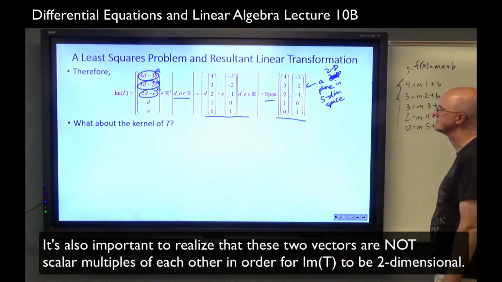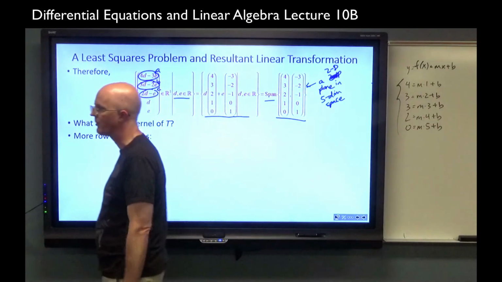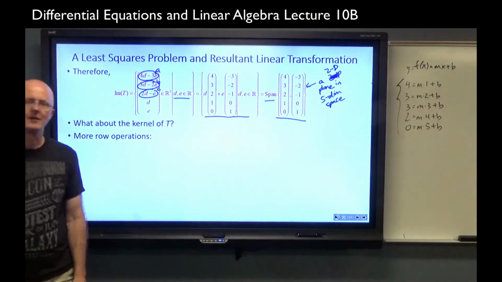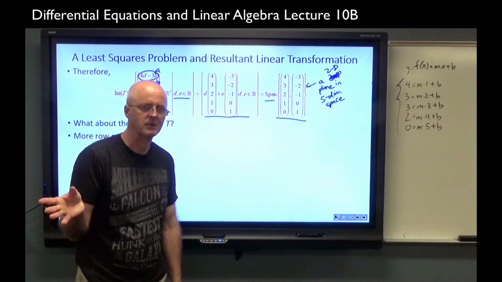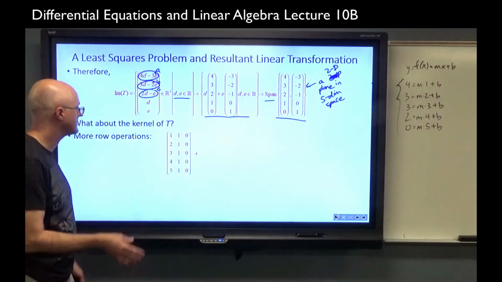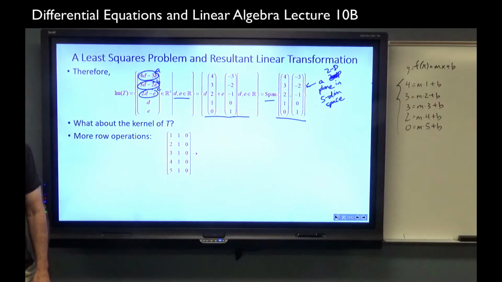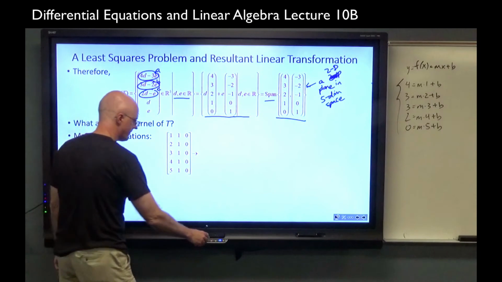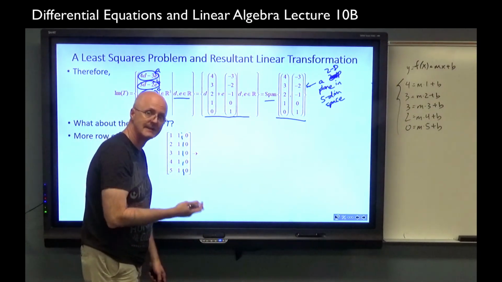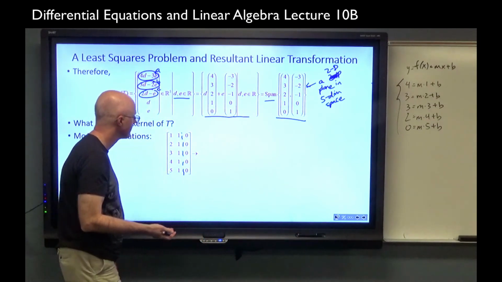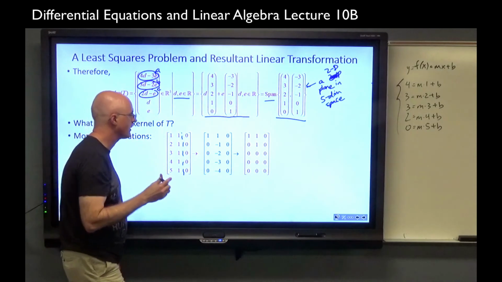What about the kernel? More row operations. With what? With the original capital A matrix. The augmented matrix now is taller and skinnier. Notice I now have a bunch of zeros to the right of the dashed line, because the kernel is everything that gets mapped to the 0 vector. Here's what happens if you do the row operations. Oops, there's actually one more here. I forgot.